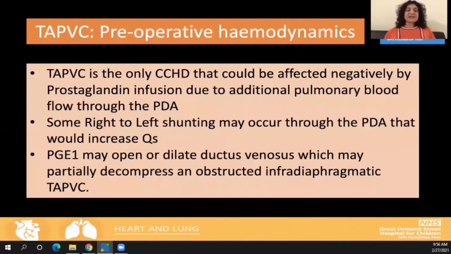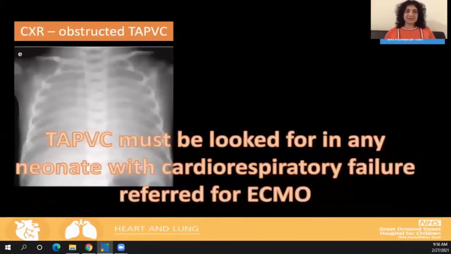Now, TAPVC is the only congenital heart disease that could be affected negatively by prostaglandin infusion, and this is due to the additional pulmonary blood flow through the duct. However, some right to left shunting that may occur through the duct may actually increase the QS, and the prostaglandin infusion may open or dilate the ductus venosus, which may partially decompress an obstructed infradiaphragmatic TAPVC. However, TAPVC must be looked for in any neonate with cardiorespiratory failure referred for ECMO.